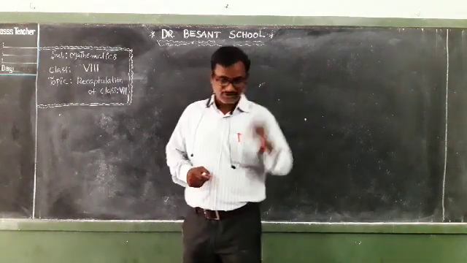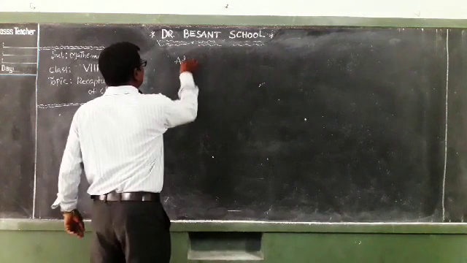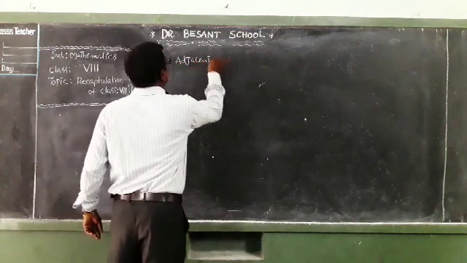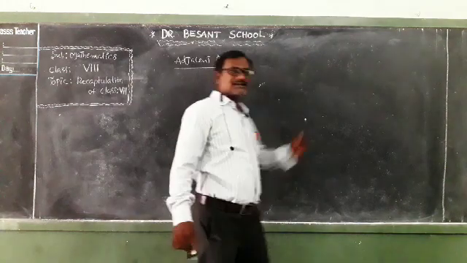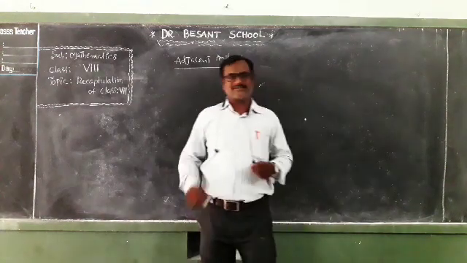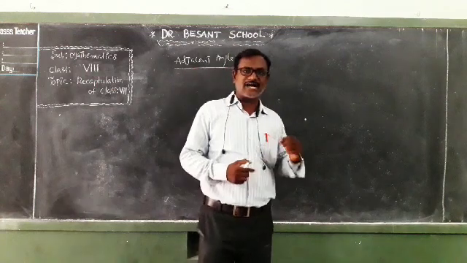So we have learned one thing, adjacent angles. From this chapter we have learned adjacent angles. What are adjacent angles? Once we have to recollect. So the angles which are formed having a common vertex and also a common arm.